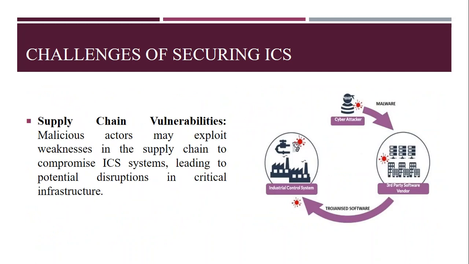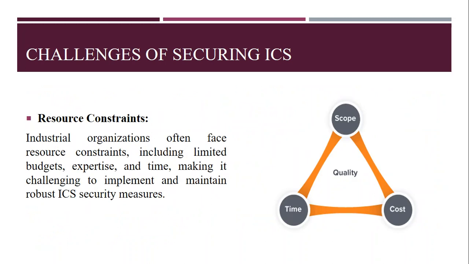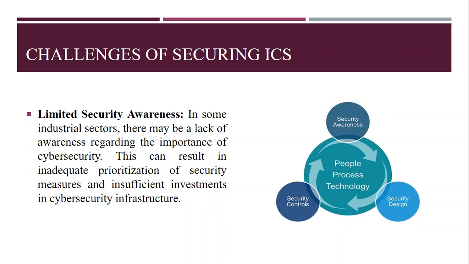Supply chain vulnerabilities. First of all, what is a supply chain? A supply chain is when we arrange our work in a single streamline to look after it, but any point of weakness in that can be a good chance for a malicious actor to attack it, and it makes our industrial control system compromised. Resource constraint is a major challenge in industrial control systems, in that we have limited scope, cost, or time, due to which we face implementation and maintenance challenges in industrial systems.